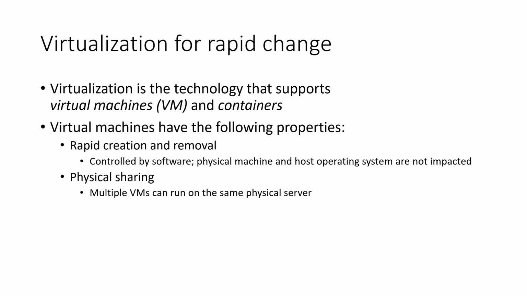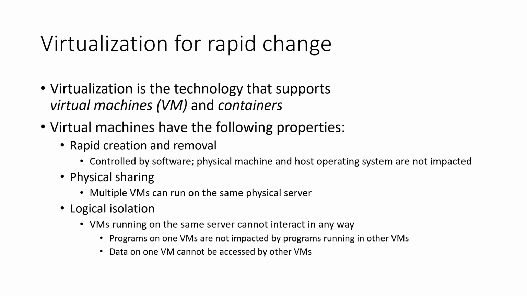Another property is that virtualization allows the sharing of resources on a server. We can run multiple virtual machines or multiple containers on the same physical server. Virtualization also provides isolation between virtual machines and containers. This means that a virtual machine running on a server does not impact other virtual machines in any way. If a virtual machine is running a very heavy computation, the other virtual machine runs just as well as if there was nothing else on the server. If a virtual machine is making a lot of disk accesses, the other virtual machine will also not be impacted in any way. This we call performance isolation, and there's also data isolation.